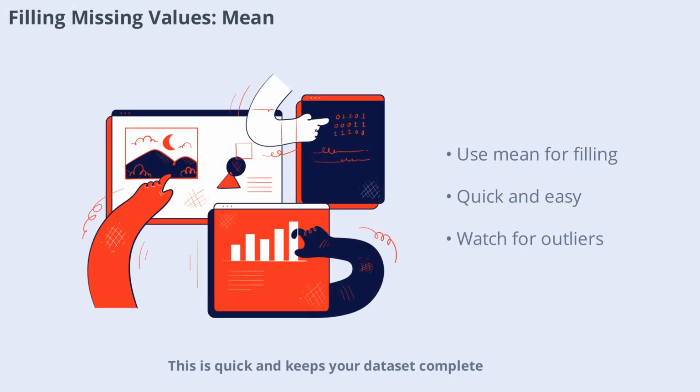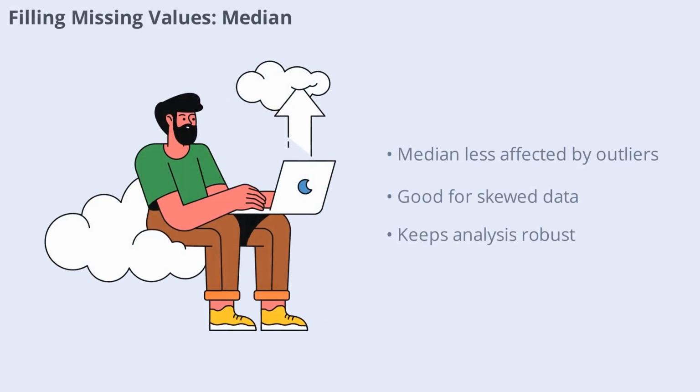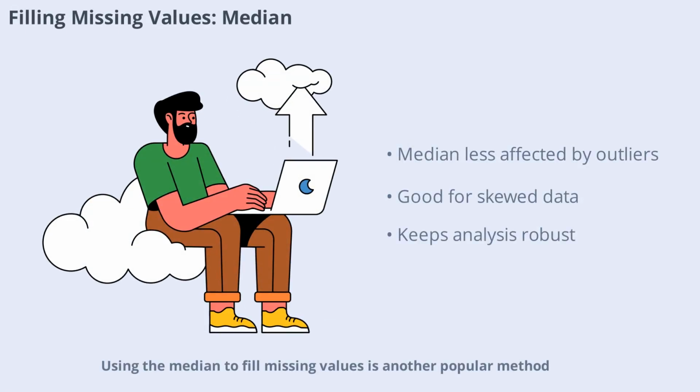One common way to fill missing values is by using the mean of the column. This is quick and keeps your dataset complete, but it can be influenced by outliers. Use this method when your data is fairly balanced and you don't have many extreme values. Using the median to fill missing values is another popular method. The median is less affected by outliers, making it a good choice when your data has some extreme values. This helps keep your analysis accurate and robust.